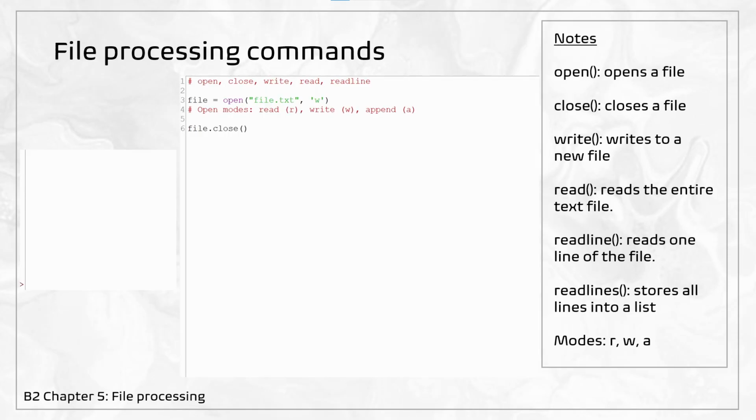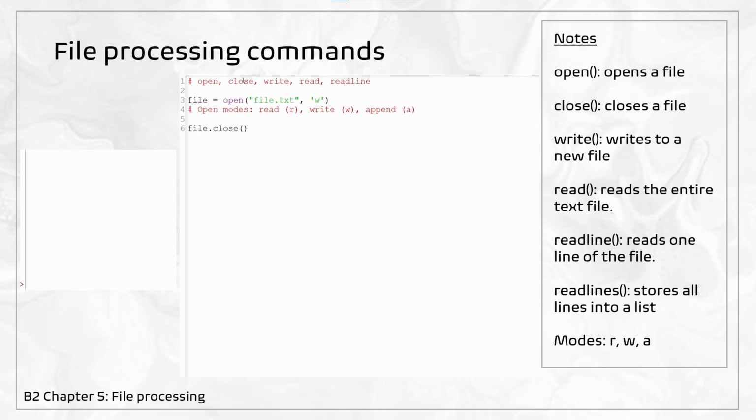In this chapter, we'll learn how to write to and read from files, and understand why exception handlers are very important here. In Python, you can access and manipulate files using these 5 commands. The first 2 are open and close, which both do exactly what they sound like. They open and close a text file.